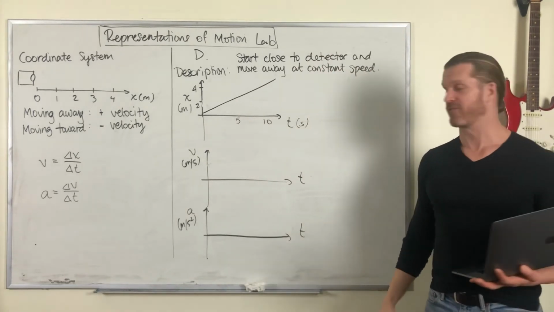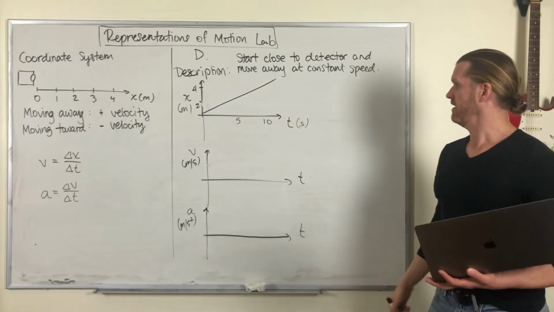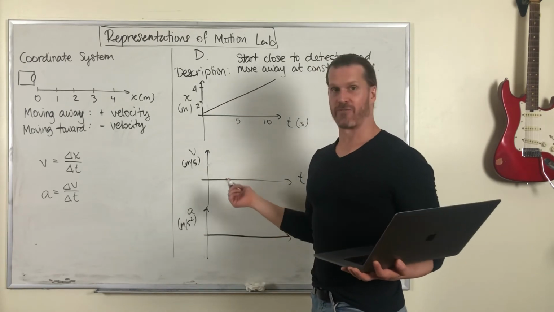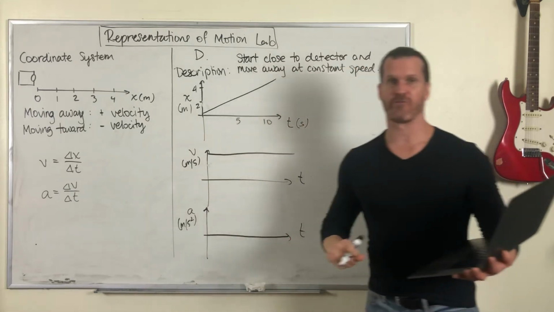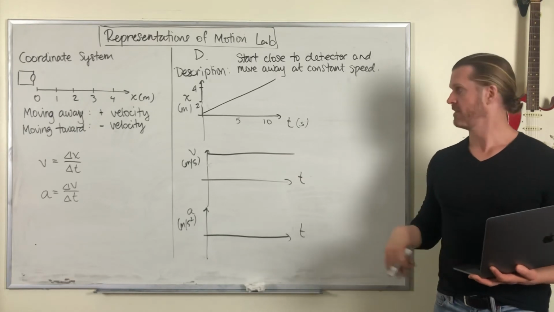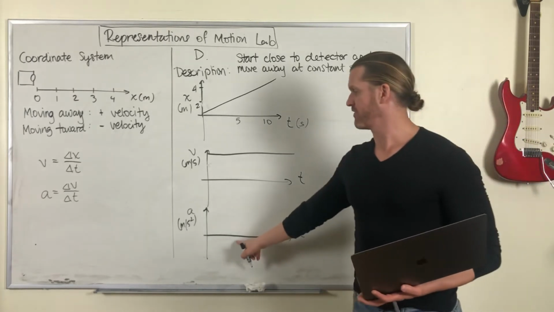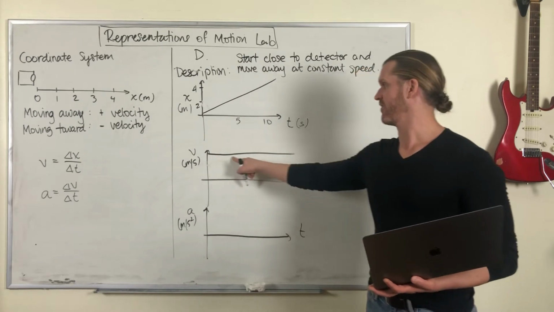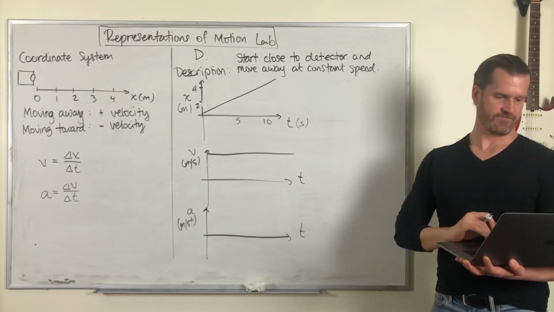And you're moving at a constant speed, which you know because this is a straight line. So your velocity versus time graph is a horizontal straight line. It's just a larger value than in part C. It's a greater speed. It's still positive because you're moving away. And your acceleration versus time is still 0 because this velocity is a constant value, not changing.